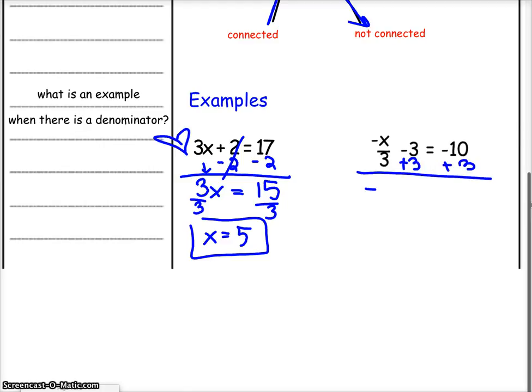Rewrite negative x over 3 equals negative 7. See how they're different? When they're different, you subtract them. Now how do you move when the 3's on the bottom? That means x divided by 3. How do you move divide by 3? Multiply both sides by 3.